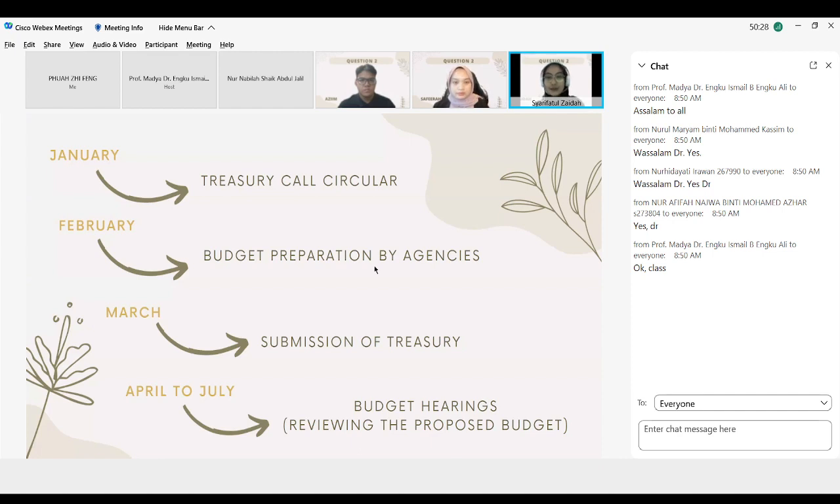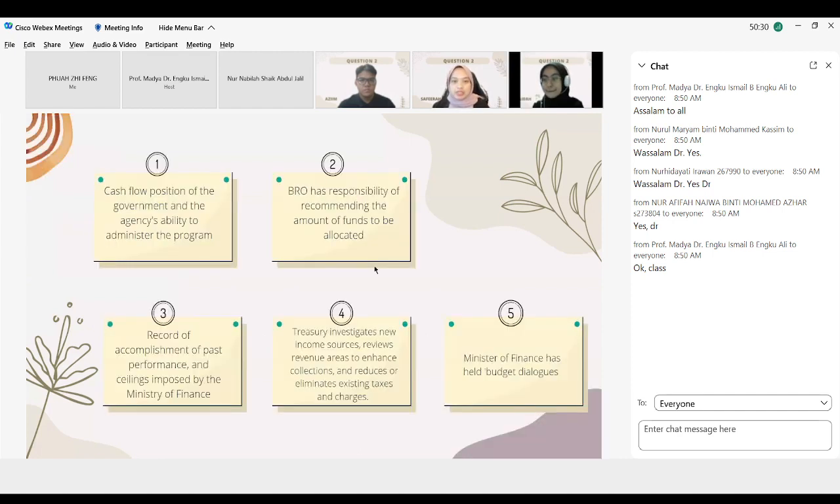Thank you. In detail, the cash flow position of the government and the agency's ability to administer the program are the only factors during the budget hearing for calculating the annual allocation. The BRO has the overall responsibility of recommending the amount of fund to be allocated for the coming year based on the agency's persuasive arguments that are made during the budget hearing.